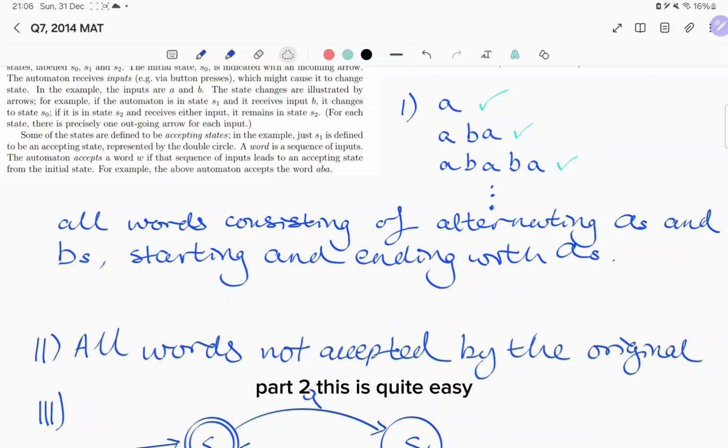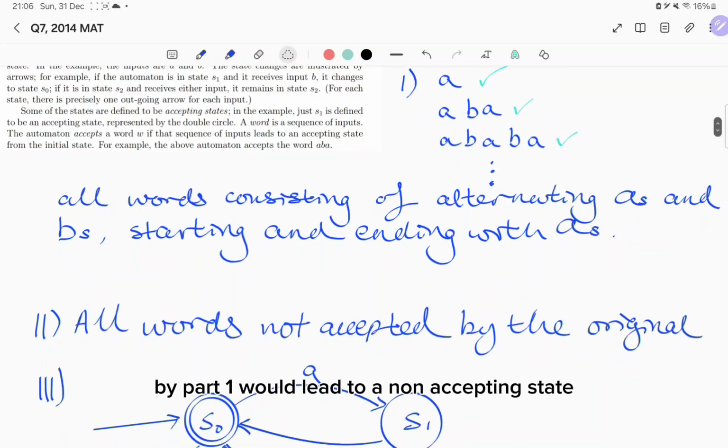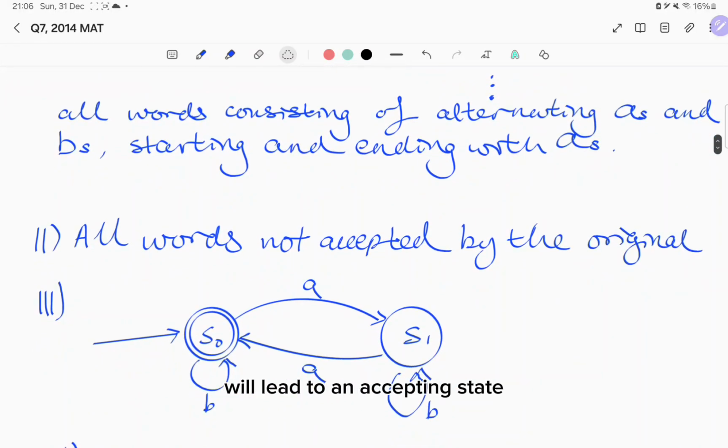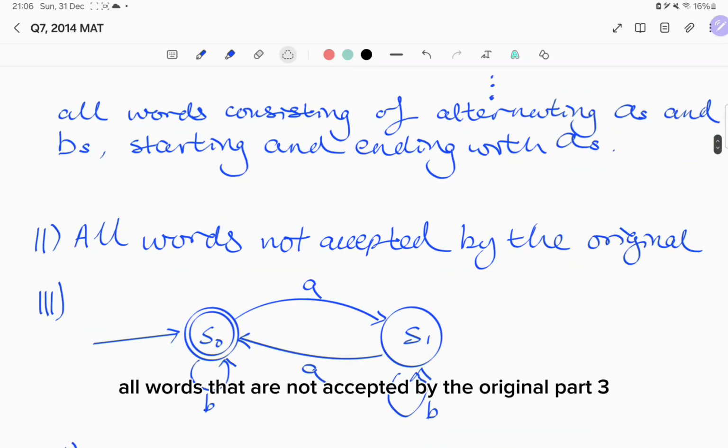Part 2. This is quite easy because any word that's accepted by part 1 will lead to a non-accepting state, and every word that's not accepted will lead to an accepting state. So the answer to part 2 is simply all words that are not accepted by the original. Part 3. Any automaton like the one below should work.